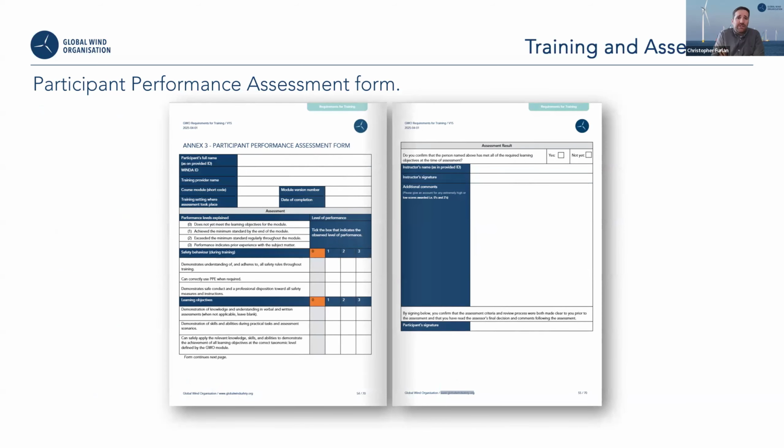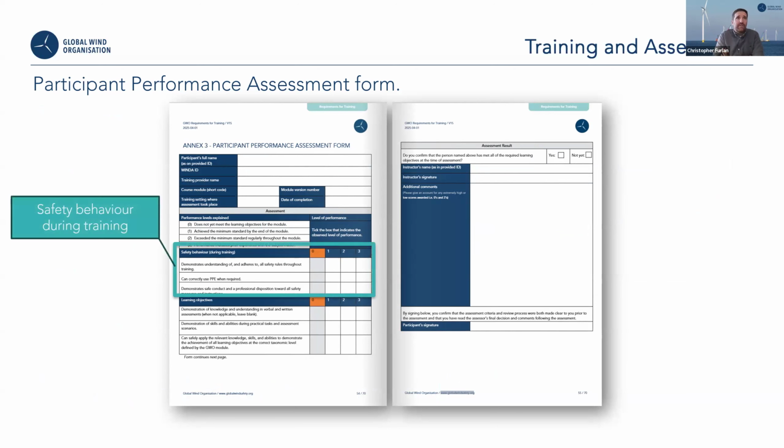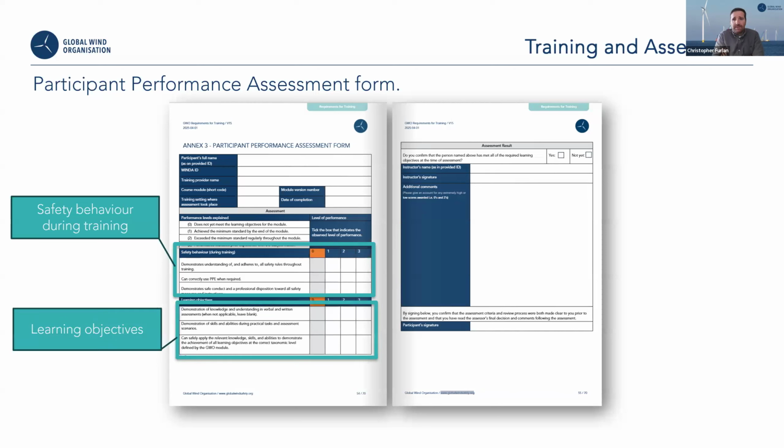It's quite a significant change to the old form. The old form assessed against the norm. Now we've introduced 2 new parameters for assessment. So you'll notice the first one is safety behavior during training. This concerns making sure that the participants are actually behaving safely. And the second one, which is quite significant, is the learning objectives. The form now requires a training provider to document that each participant has met the learning objectives as described in the GWO standard.